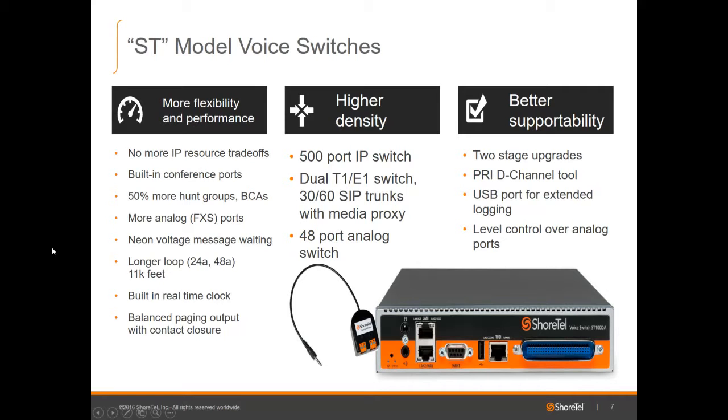a new paging output, of course higher density, there's a 500 port IP switch. There's now a dual T1 switch that can also do 60 SIP trunks on one switch. And there's a 48 port analog switch now. In terms of supportability, you can now run 2-stage upgrades on these switches where it pushes out the firmware first before it goes down and reboots. And then you can trigger the rebooting and upgrade at a convenient time to minimize downtime. And there's some enhanced logging tools. You can have a USB port for extended logging.